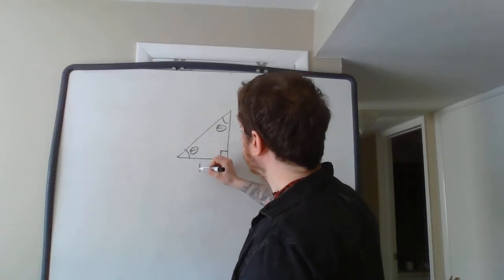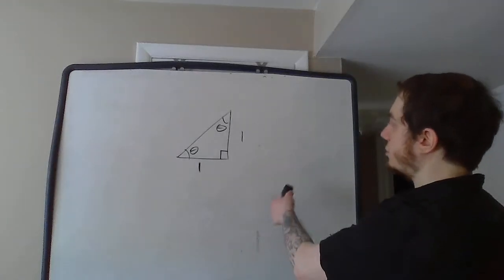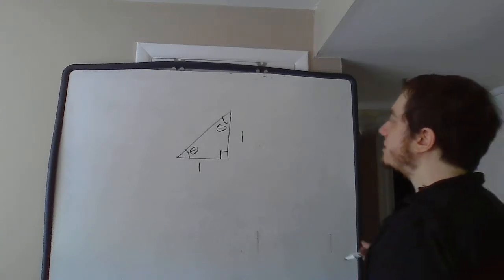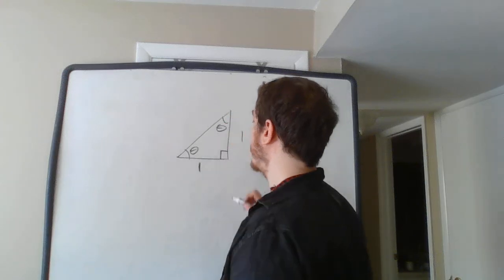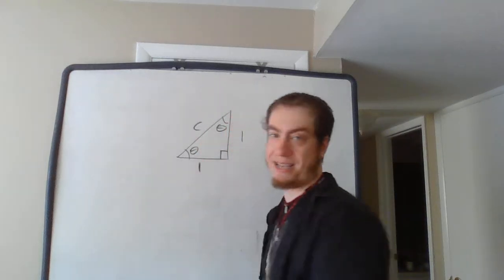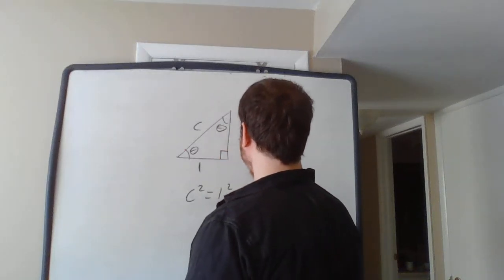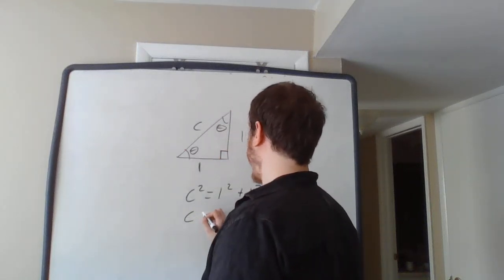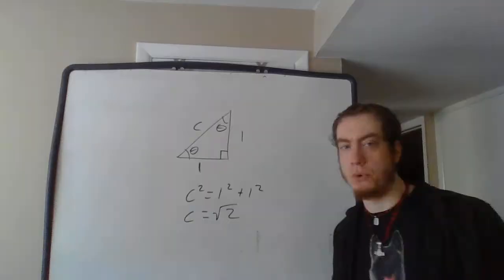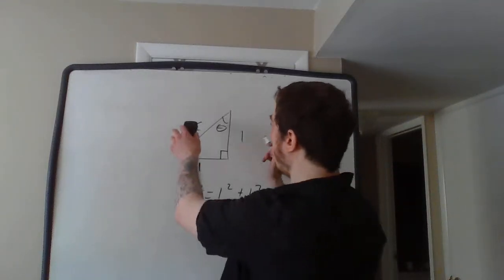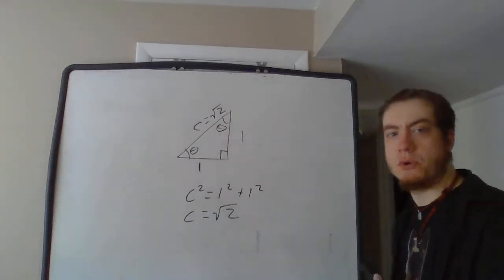So what this means for us is, well, first of all, this is a right triangle, and it means that we can compute what this hypotenuse is. Well, the hypotenuse, let's call that c. We get c squared equals 1 squared plus 1 squared. That means that c is going to be equal to the square root of 2. So I'm actually just going to write in here that that is the square root of 2.